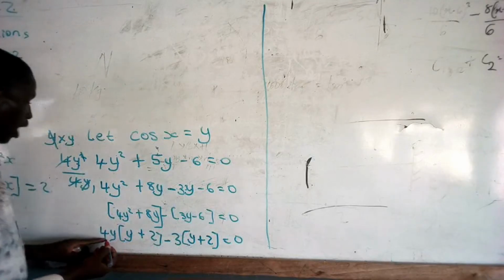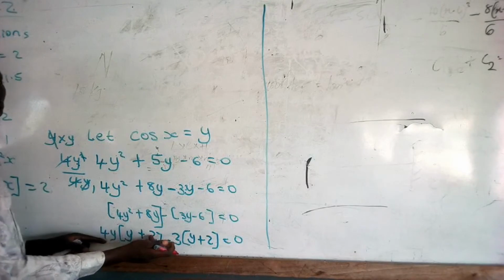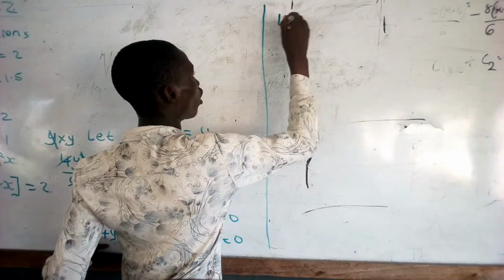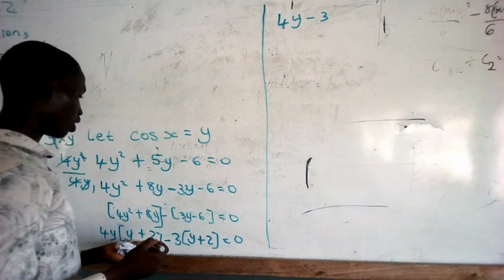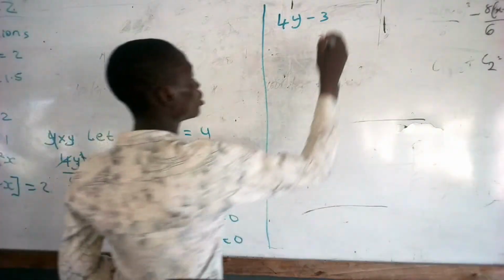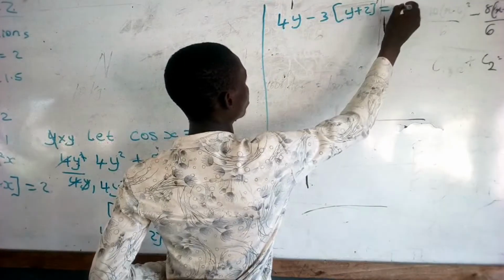4y, I'll write out the two numbers outside. 4y minus 3. So these two numbers should be written out. 4y minus 3. In these other two numbers, just choose only one here. y plus 2 or y plus 3, still same thing. So y plus 2 equals to 0.